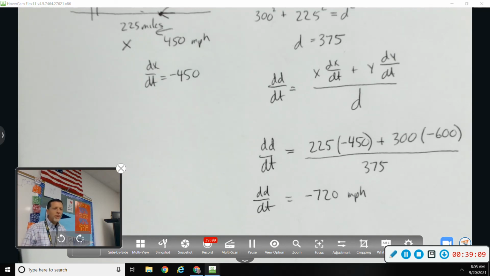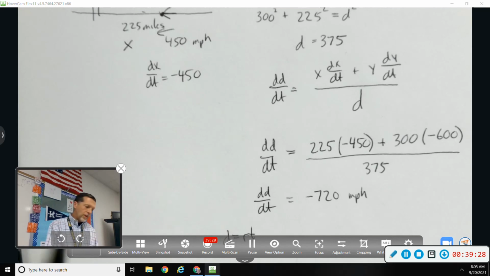I hope they're not on a collision course because not good. How much time does the air traffic controller have to get one of the planes on a different path? Well, that would just be distance equals rate times time. And I guess you could do that for x, for y, or for d. I'll do it for d. So the initial distance is 375. The rate is 720. So 375 divided by 720.